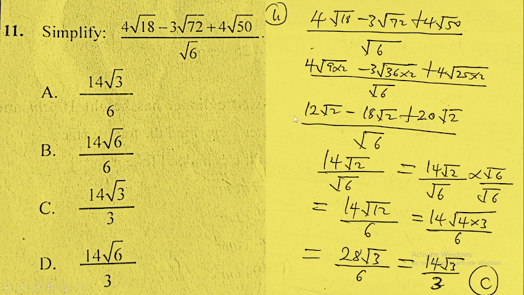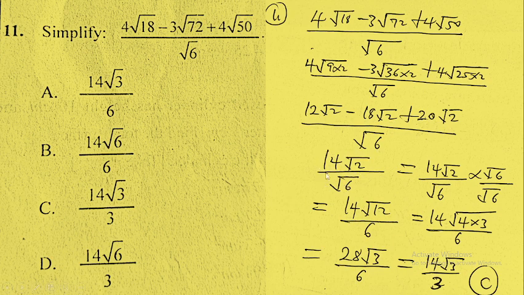Now we can collect like terms here. You can see that all of them have root 2, root 2, root 2. Let's regard this root 2 as ball. I have 12 ball minus 18 ball, that will give me minus 6 ball. So minus 6 ball plus 20 ball will give me 14 ball. That's why you're having 14 root 2 here, which I represent as 14 ball. If you really want to understand it, you're having root 2, root 2, root 2 here. So 12 root 2 minus 18 root 2 plus 20 root 2 will give us 14 root 2 over root 6.